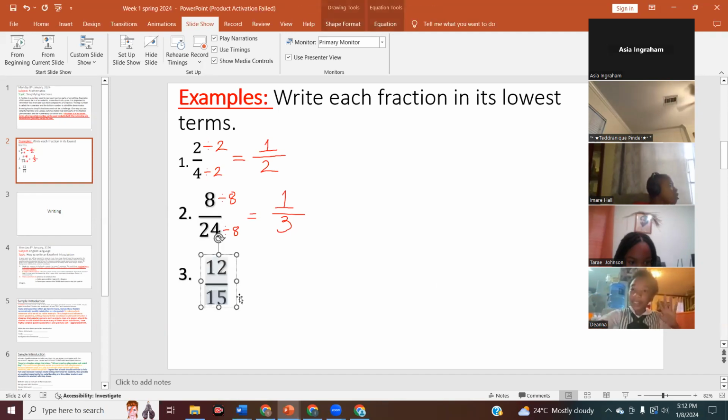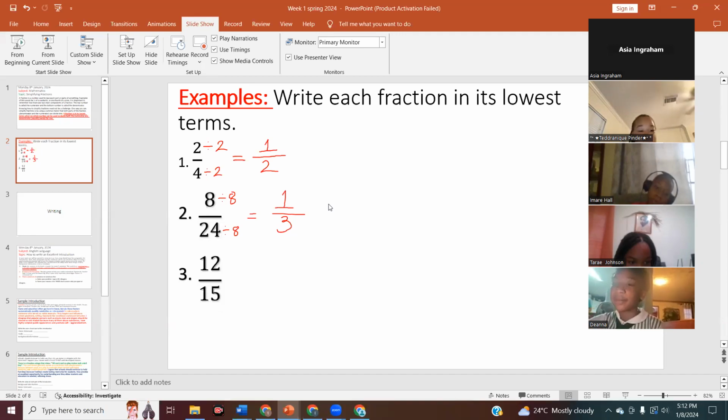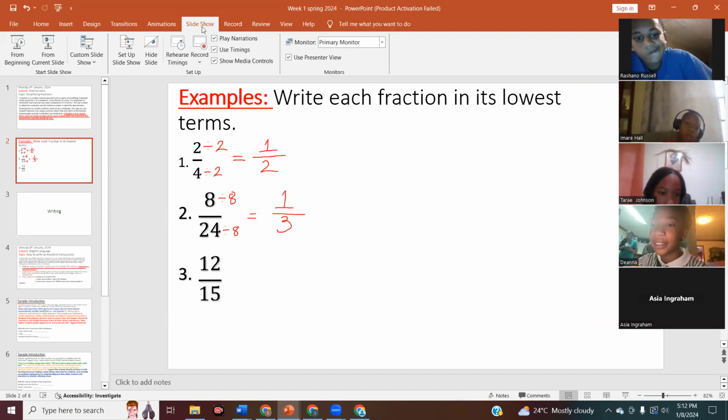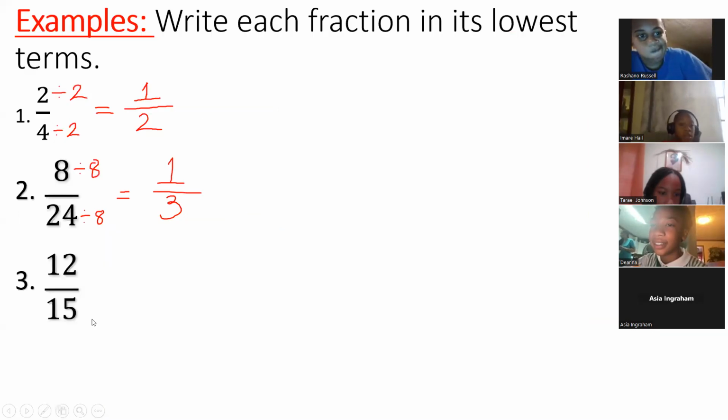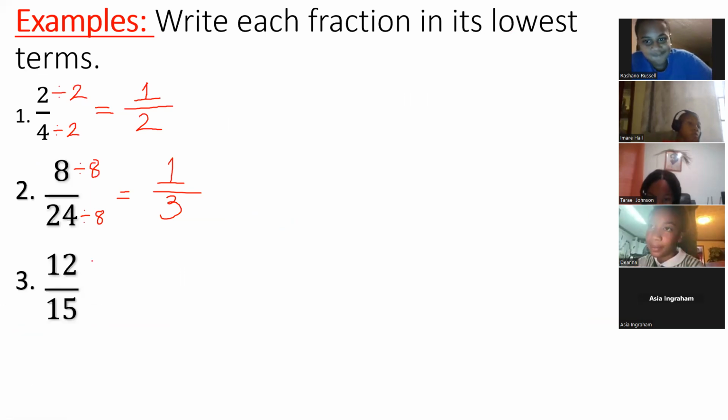All right, anyone can answer this. What number can go into 12 and 15 without leaving a remainder? 3. Yes, sir. Good. So let's divide 12 and 15 by 3.